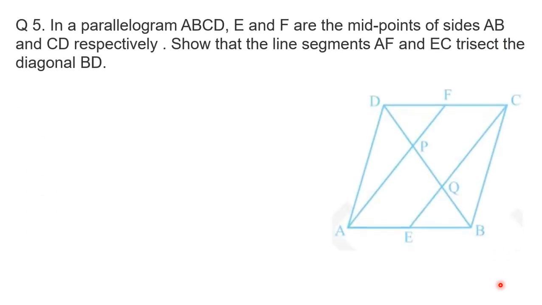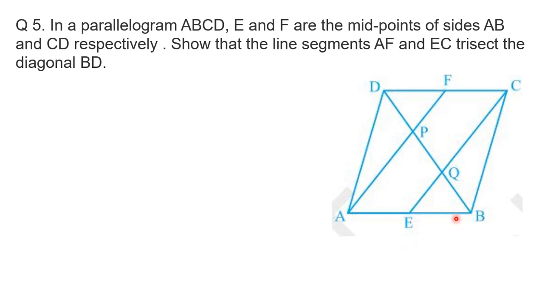Now let's talk about the next question number 5. In a parallelogram ABCD, E is the midpoint of AB and F is the midpoint of the side CD. Show that line segments AF and EC trisect the diagonal.